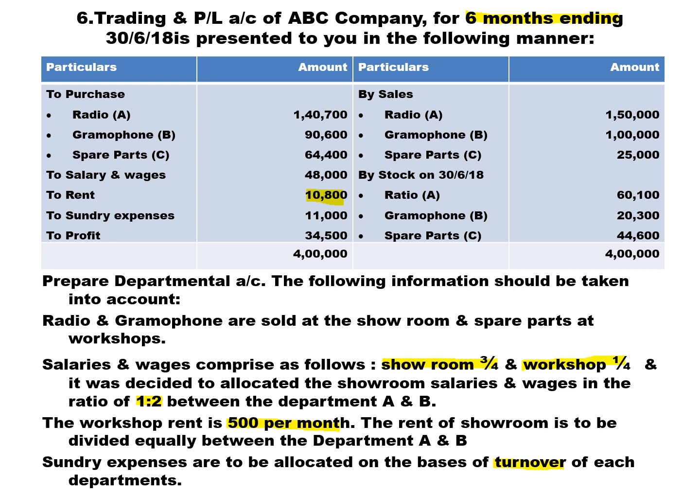So this problem is 6 months ending. Calculate the rent: 500 into 6 months, you get 3,000. The rent of the entire department is 10,800. So 10,800 minus 3,000 remaining is to be distributed equally to A and B.